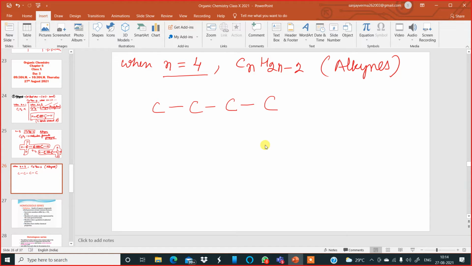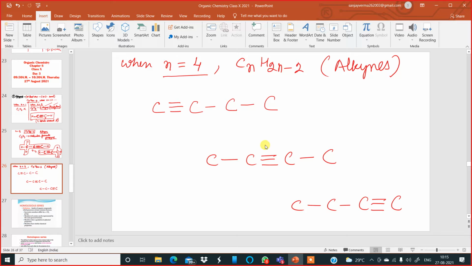Am I clear, all of you? Now we know it's an alkyne, so I need to have at least one carbon-carbon triple bond. I can put the triple bond here. I can put the triple bond here. I can put the triple bond here. All possible things are there. These are the three possibilities of putting the triple bond between two carbon atoms. Now I must give hydrogens to the respective carbon atoms.